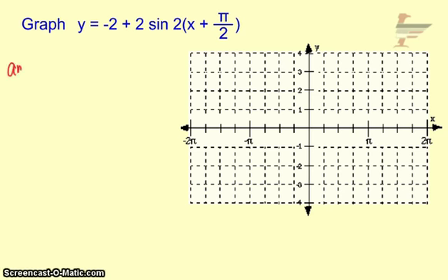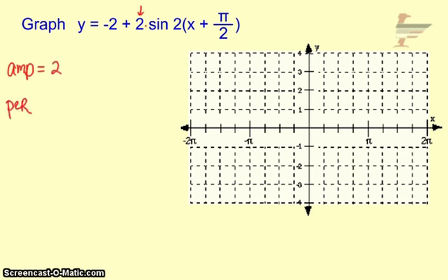Now your amplitude, you want to remember, will be found right in front of the sine or cosine. So that is your A value. Your amplitude, or your A value, is separated from your sine or cosine with multiplication. So our amplitude we know will be 2.